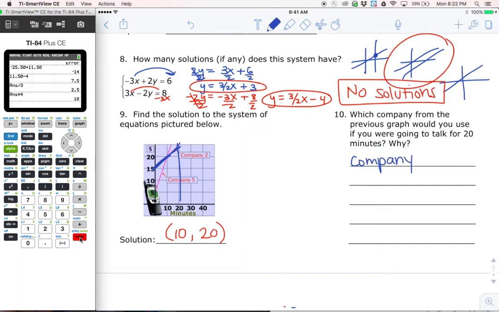So company Z, because it is cheaper at 20 minutes. All right, and we are assuming that, yes, everyone wants to save money and everyone will always choose what is cheaper, okay?